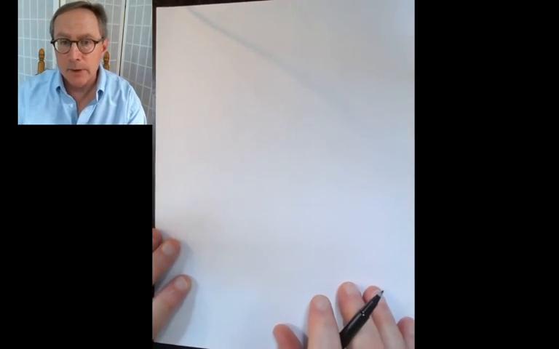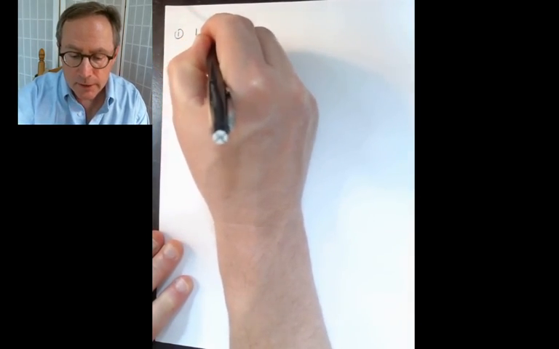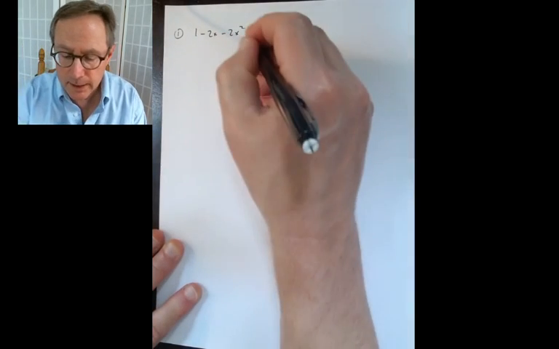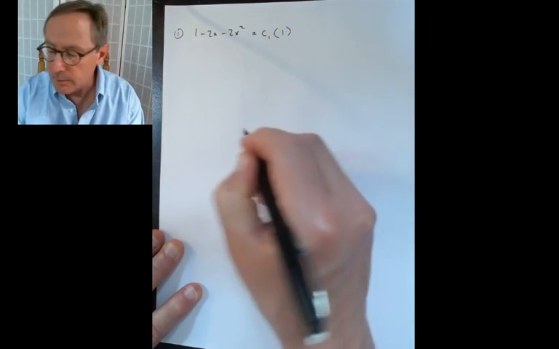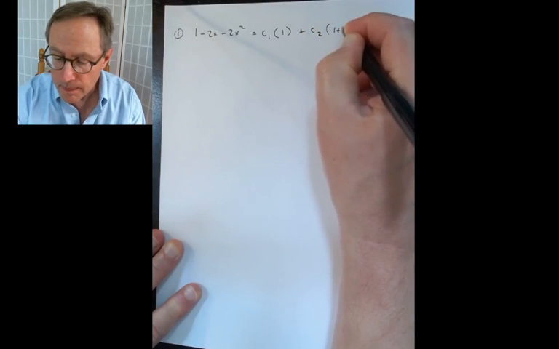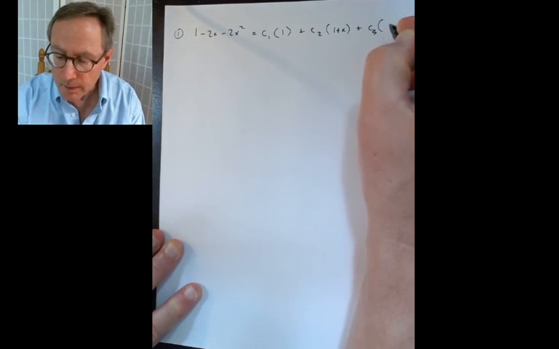Okay, so let's see. I'm trying to represent 1 minus 2x minus 2x squared. I'm trying to represent it with respect to that first basis, so I'm looking at c1 times the first basis element plus c2 times the second basis element plus c3 times the third basis element.